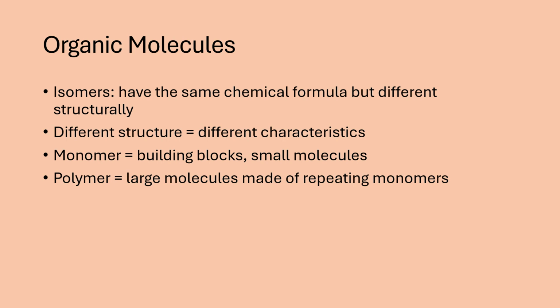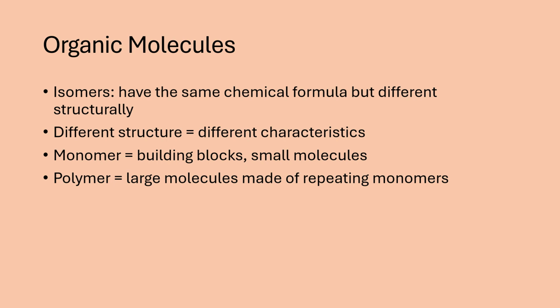Organic molecules, we're talking about combinations of different elements together. Isomers just mean they have the same chemical formula, but they look different structurally. So you might write it out and say, oh, it's C6H12O6, and you have these two different compounds, and both of them are C6H12O6. But when you draw out the structure, it's different.